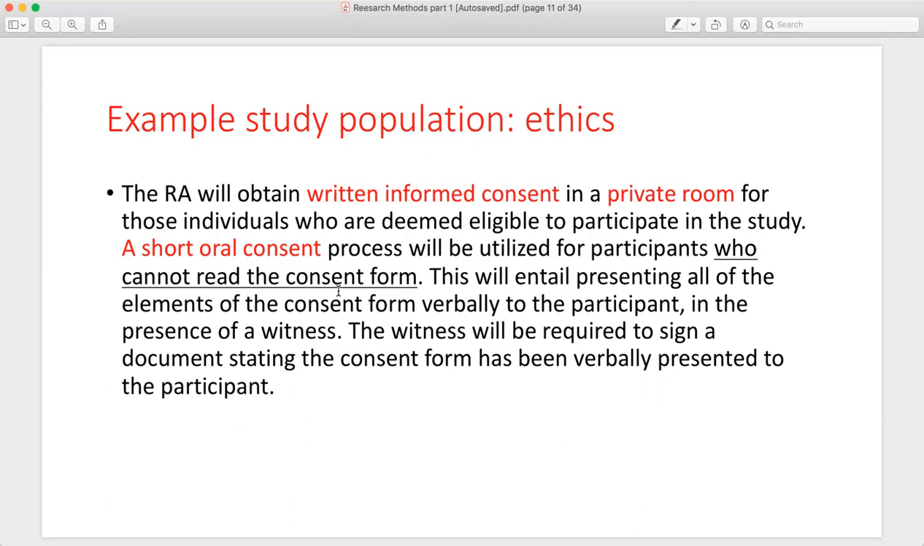Another option is to have a witness with you, and then while you read the consent form, make sure that the witness who can read and write would make sure that the illiterate participant has understood all of the things that have been written in the consent form and agrees to participate, and we would get the signature from the witness.